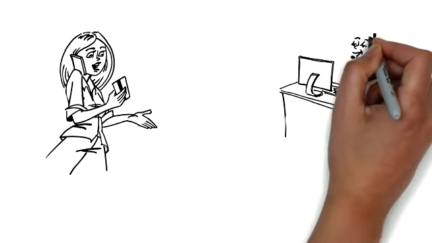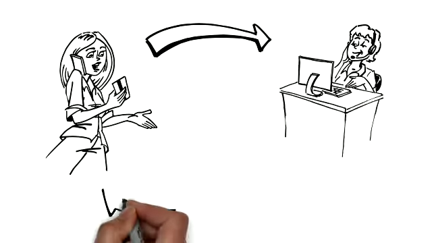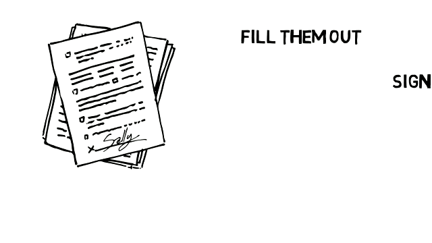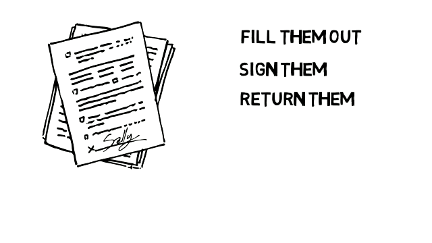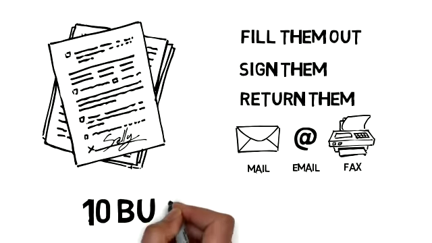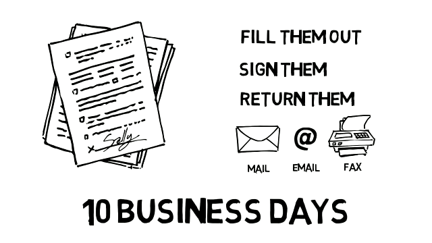The Global Cash Card representative will collect information from Sally and send her any necessary forms. Once Sally gets the forms, she needs to fill them out, sign them, and return them by mail, email, or fax within 10 business days from the date on the forms.